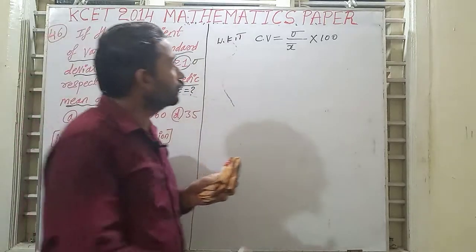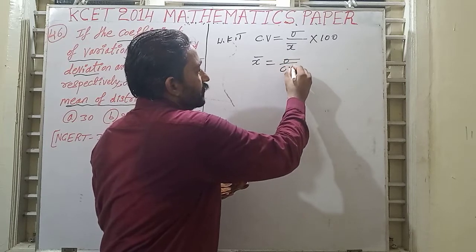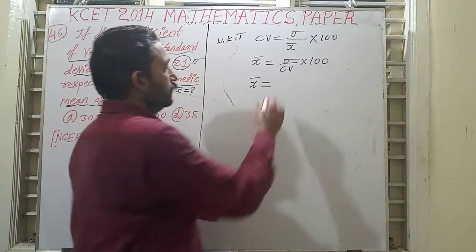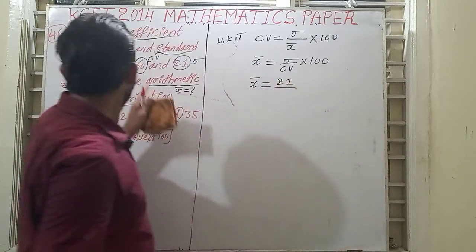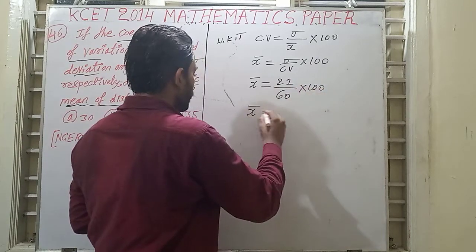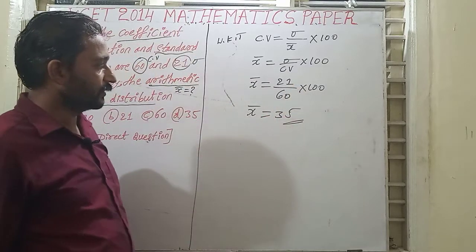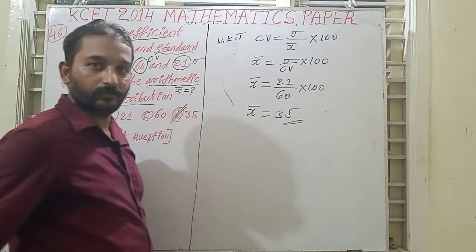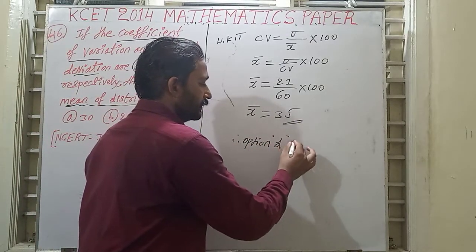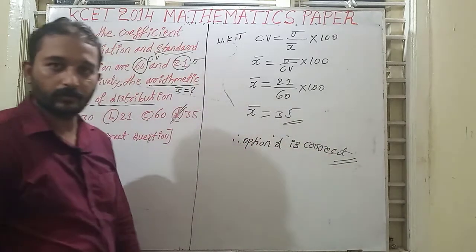Now simplify for x bar. x bar is equal to sigma divided by C.V., into 100. So x bar is equal to 21 divided by 60, into 100. The value becomes 35. So after this simplification we get the value 35. So option D is correct. So that's all.